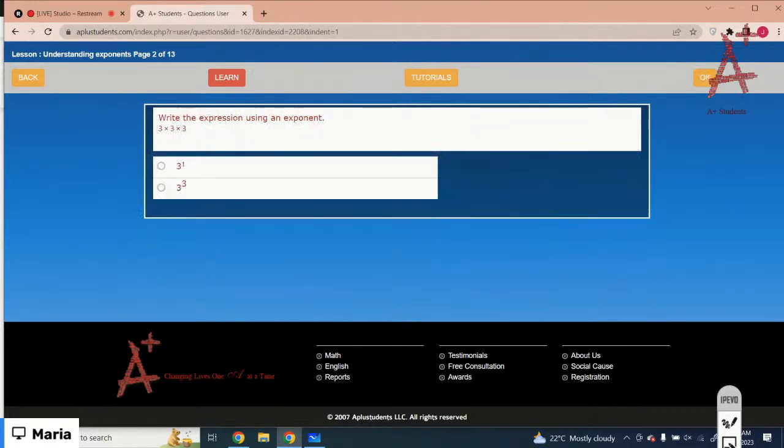Okay, the next one is write the expression using an exponent. So which is the correct option? 3 times 3 times 3. You can write it as 3 exponent 3, which is the correct option. Very good. Option number 2 is the correct option. That means 3 is multiplying 3 times by itself.